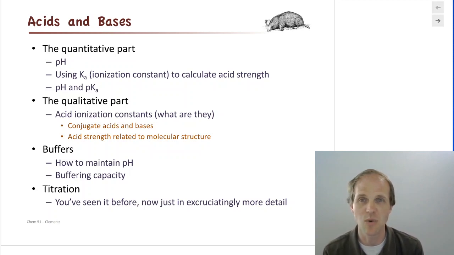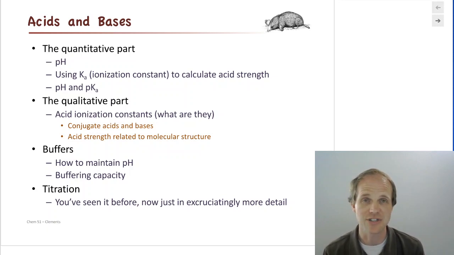We're also going to talk about qualitative things. What is the ionization constant? What are conjugate acids and conjugate bases? How is acid strength related to molecular structure? We're going to talk a lot about buffers. Buffers are incredibly important, especially for biological systems, but also in a lot of chemical systems, as a way to maintain pH. We're going to talk about how we do that, what their capacity is, and how much they can maintain pH when they're faced with acids and bases.